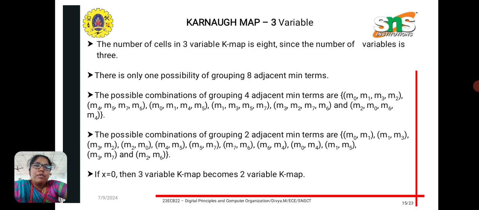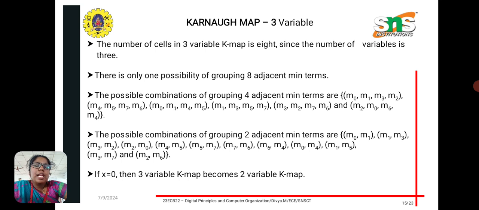Then the number of cells in the three variable K-map is 8. Since the number of variables is 3, there is only one possibility of grouping 8 adjacent minterms. The possible combinations of grouping 4 adjacent minterms are M0, M1, M3, M2; M4, M5, M7, M6; and M0, M1, M4, M5. The possible combinations of grouping 2 adjacent minterms are M0 M1, M1 M3, M3 M2.